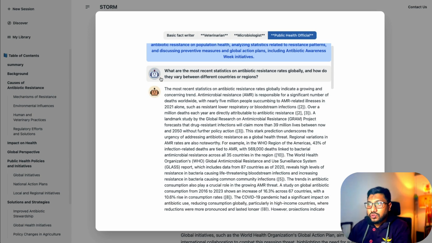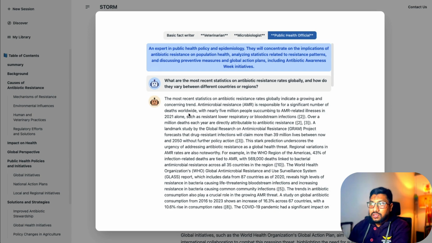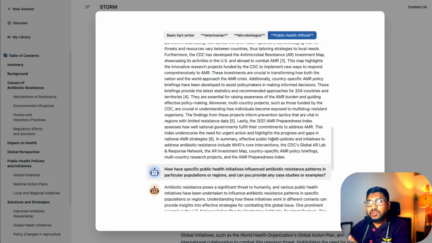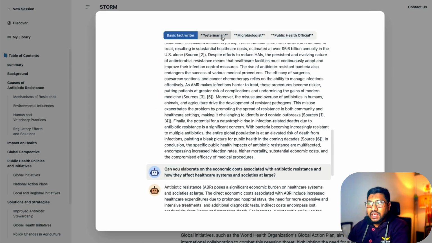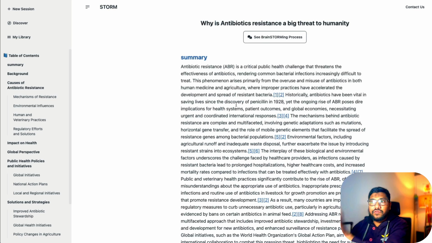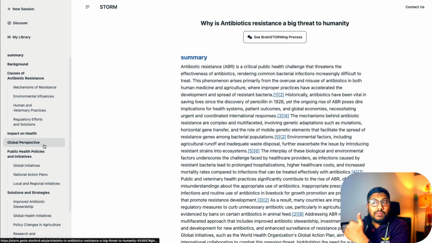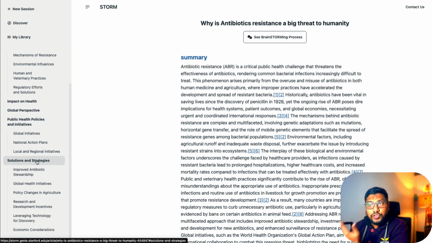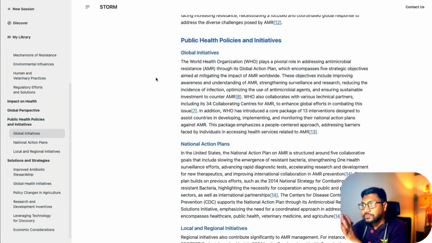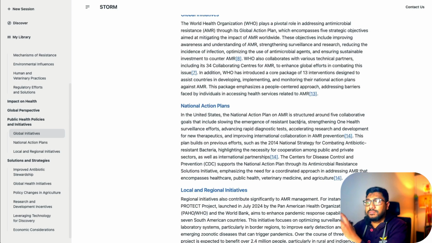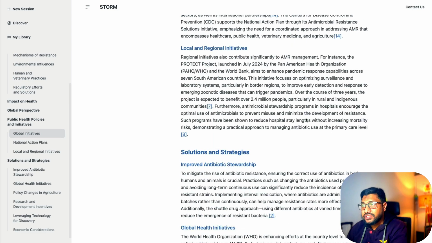So you can see here, there's a question the bot is asking, then the person is answering. Then there's another question that the person is answering. And this is exactly what is happening here. And finally, we have got the article here: the topic summary, background, causes of antibiotic resistance, impact on health, global perspective, public health policies, solutions and strategies. Just go see global initiatives. Okay, it shows WHO has this, and national action plans, local and regional initiatives.